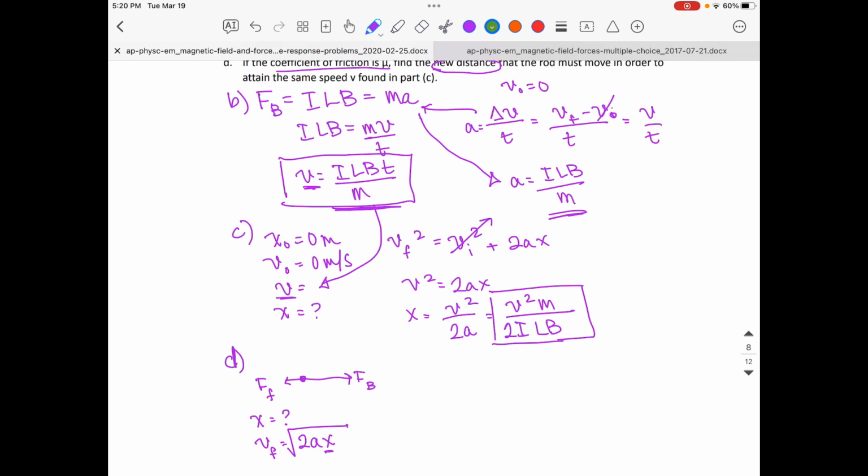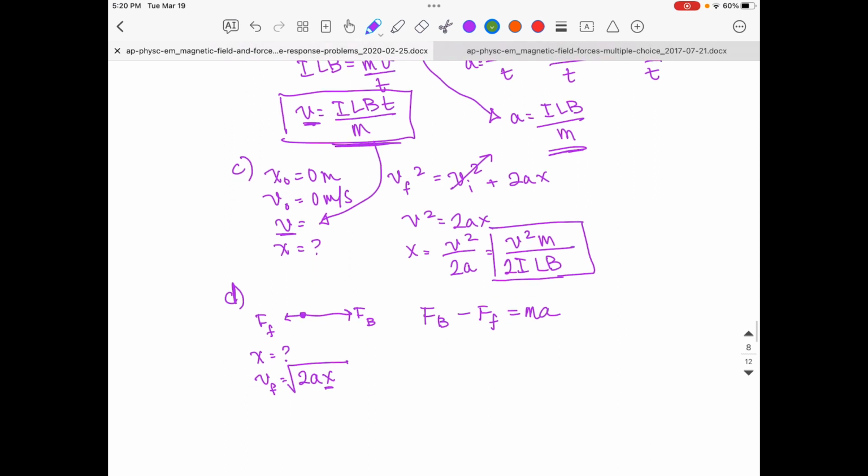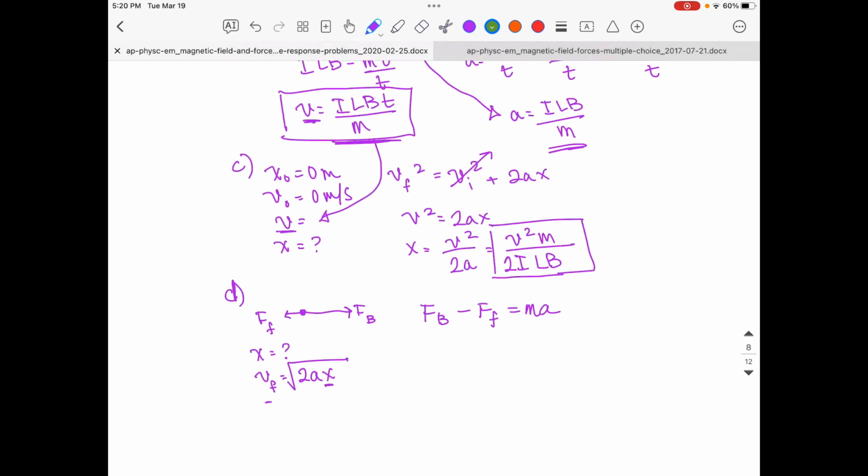So we're going to now take the sum of the forces. Force magnetic minus force of friction equals MA. Because we want the same velocity, our acceleration is going to be V squared all over 2x. That's what I'm going to substitute into the equation.